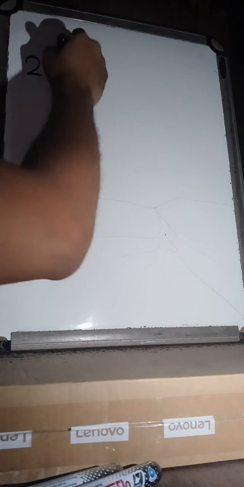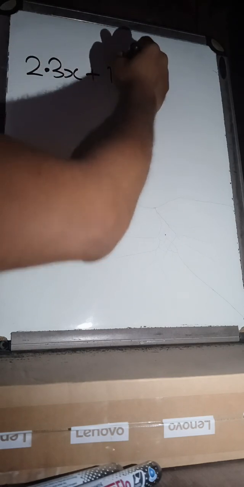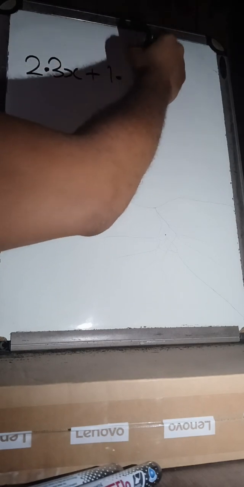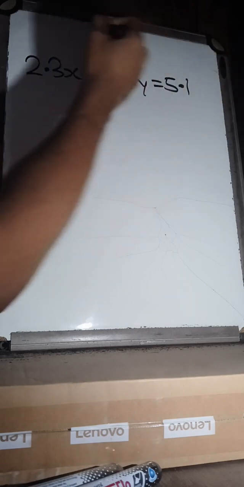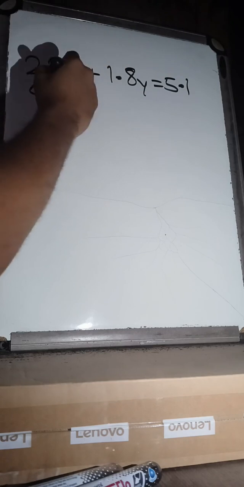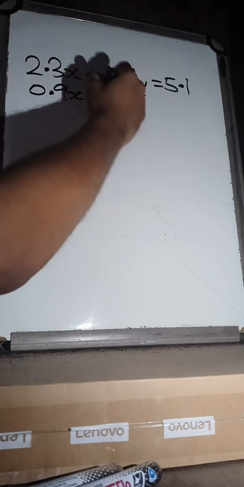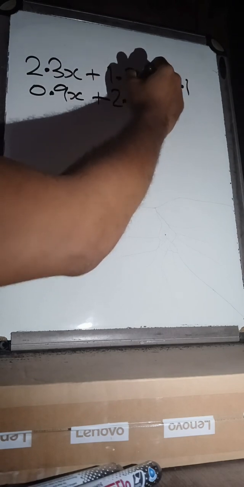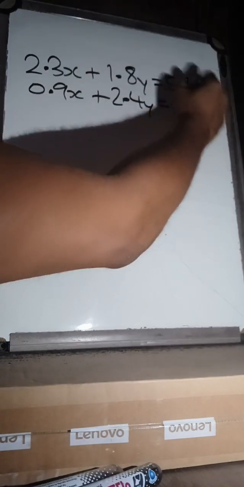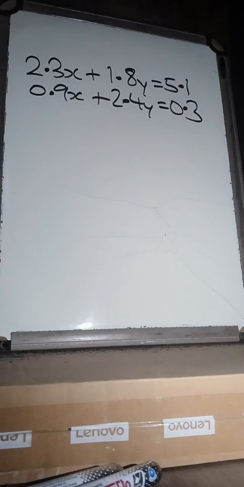Anyway, 2.3x plus 1.8y equals 5.1, 0.9x plus 2.4y equals 3. Alright, good.